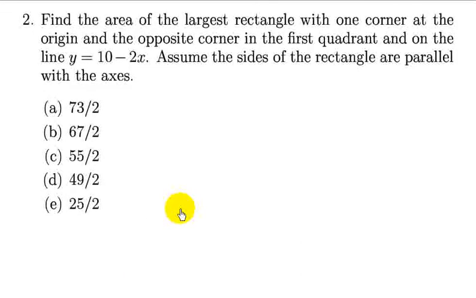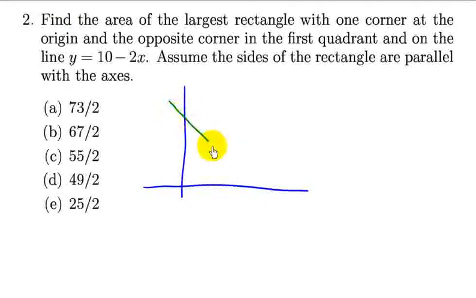Find the area of the largest rectangle with one corner at the origin and the opposite corner in the first quadrant, and on the line y equals 10 minus 2x. So let us draw all the given information. So let us draw here the xy coordinate, and let's say this is the line 10 minus 2x.